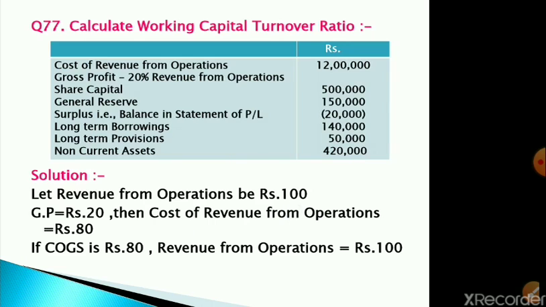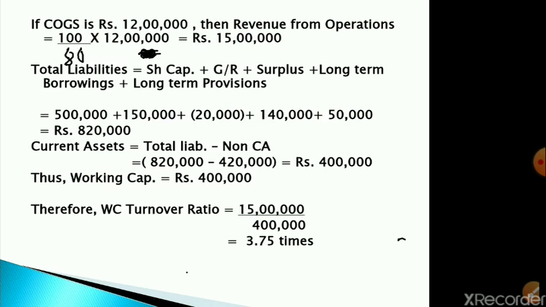Now, if you see the question, there are no current assets and current liabilities mentioned, but we can see that the whole of the liability side is mentioned in the question, assuming that there is no current liabilities. So from the total liability, if I subtract the non-current assets, then what will I get? We will get the current assets. So here what we have done is, first we have added all components of the liabilities, that is share capital 5 lakh, general reserve 1,50,000, surplus which was a negative balance of 20,000, long-term borrowings 1,40,000, and long-term provision 50,000. That was giving us rupees 8,20,000.